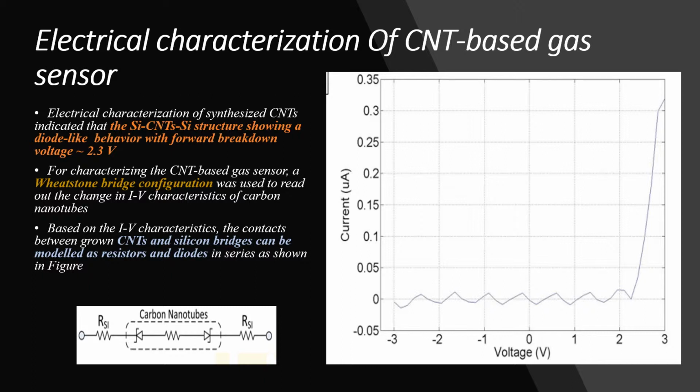Here, the change in IV characteristics of carbon nanotubes is characterized using a Wheatstone bridge configuration. I will be explaining more about the Wheatstone bridge in my next slide. So now, after examining the IV characteristics, we can conclude that the contacts between the carbon nanotubes and the silicon bridges can be modeled as resistors and diodes in series, as shown in the image.